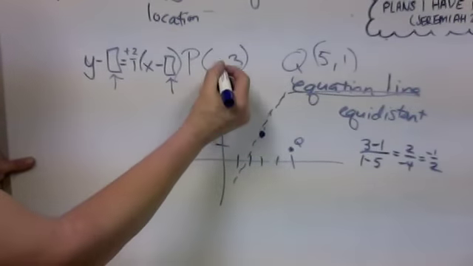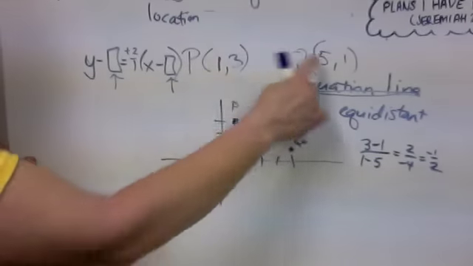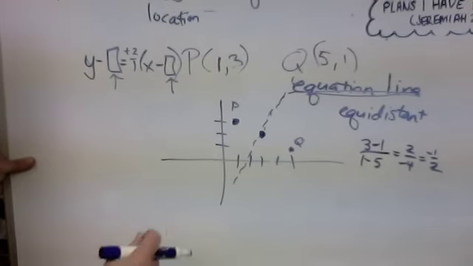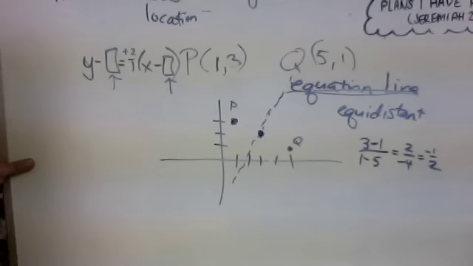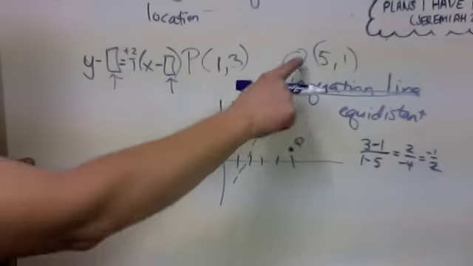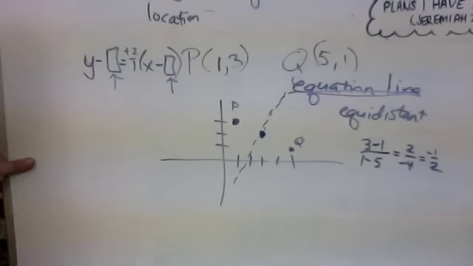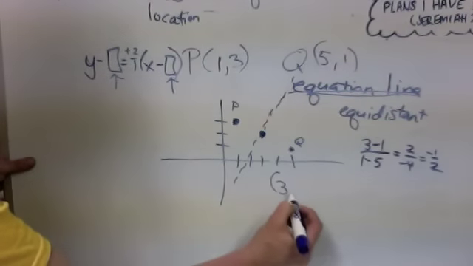So what's the midpoint of this x? 1 and 5, what's the midpoint of 1 and 5? Well, I add them up. 1 plus 5 is 6. 6 divided by 2 is 3. That's my new x term. So this point right here has an x coordinate of 3.